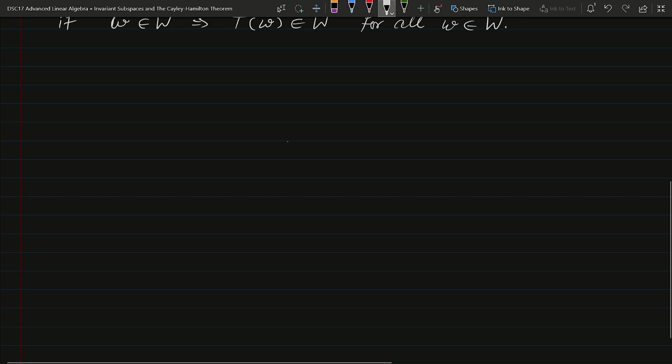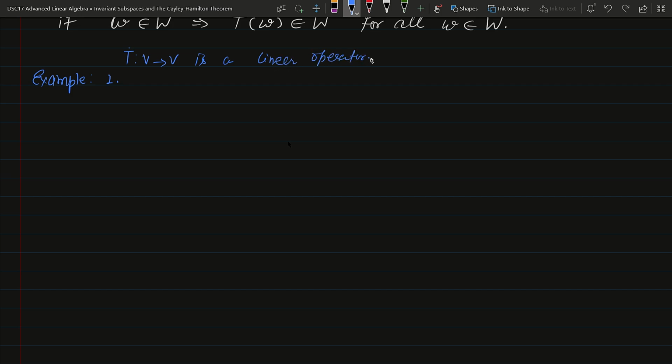So let us discuss some examples. Example 1. For the upcoming these 5 examples, we have the same scenario that T is a linear operator from V to V. Okay, we have the supposition. Now, in the first example, we have that the zero space is T invariant.